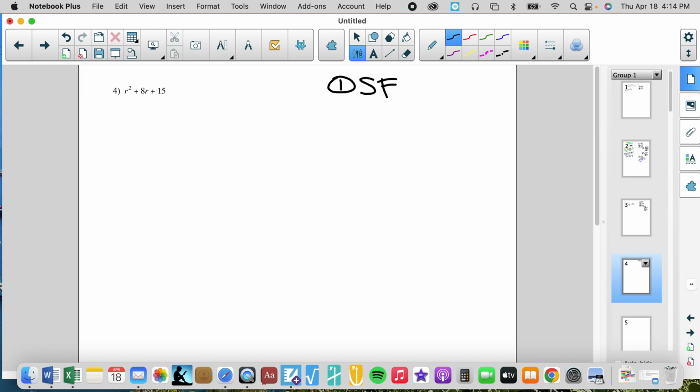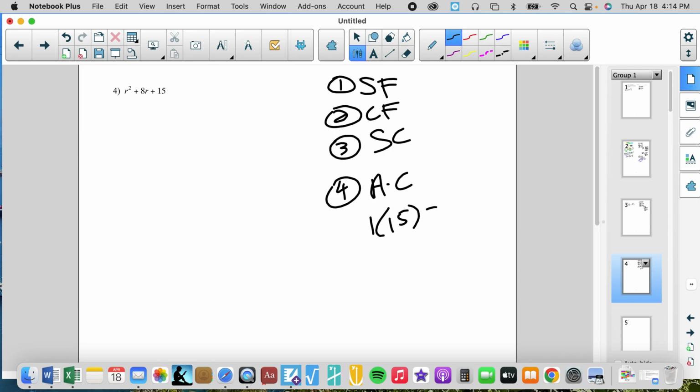Standard form, common factor, no. Special case, no. 15 is not a perfect square, so we can just jump to A times C. A is 1, C is 15. Factors of 15 are 1 and 15, 3 and 5.